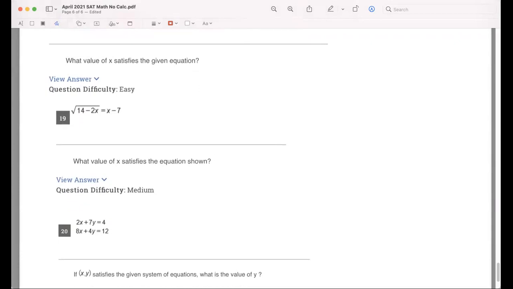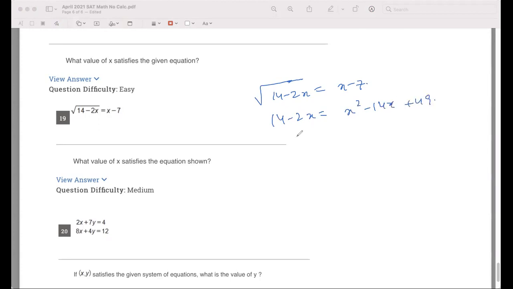What value of x satisfies this equation? The square root of 14 minus 2x is x minus 7. I'm going to square both sides. So 14 minus 2x is x squared minus 14x plus 49. That gives me x squared minus 12x plus 35 is 0. So that's (x minus 5)(x minus 7) is 0, so x is 5 or 7. Now we'll have to verify.